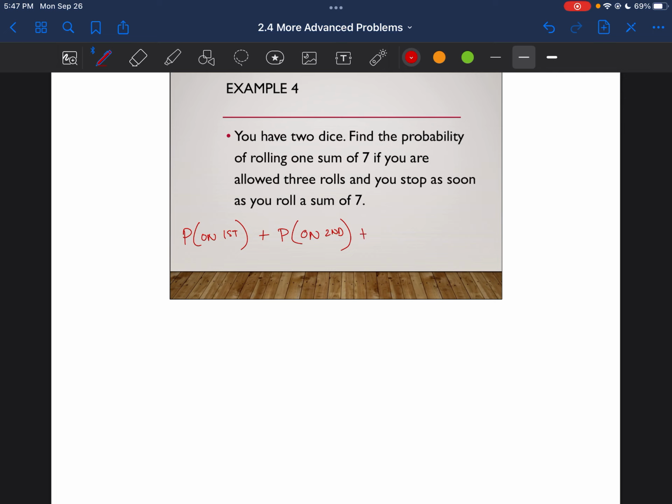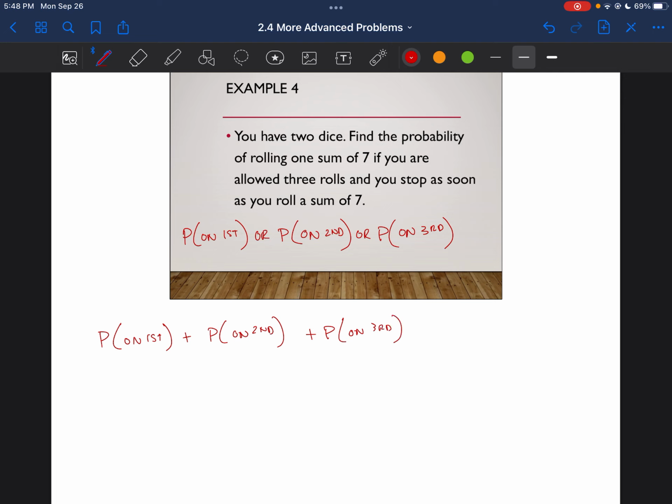Or, and I'm saying or in writing, so I'm so used to translating the writing into the verbal into math that I wasn't even writing down the words. So this is an or. So I could get it on the first roll, or I could get it on the second roll, or it could take me 3 rolls to get a 7. And since it's an or, I'm going to be adding. So we have the probability that I get it on the first plus the probability that I get it on the second plus the probability that I get it on the third.